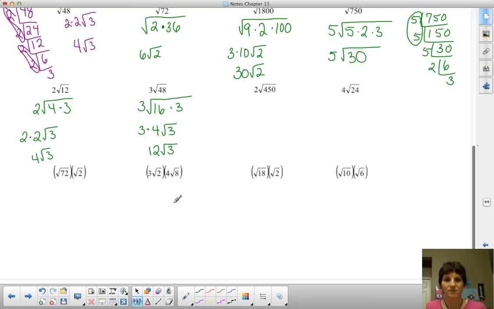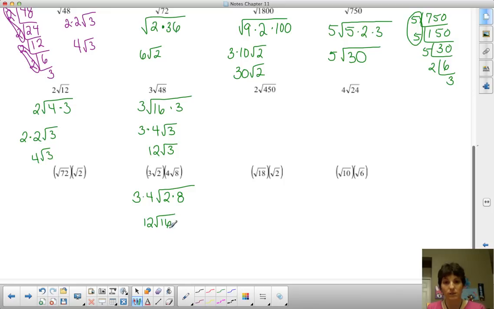Let's do, oh, let's see. I'd really like to do the problem right down below here. Outsides times outsides and insides times insides. So that we have 3 times 4. Under the square root, we have 2 times 8. So 3 times 4 is 12. 2 times 8 is 16.